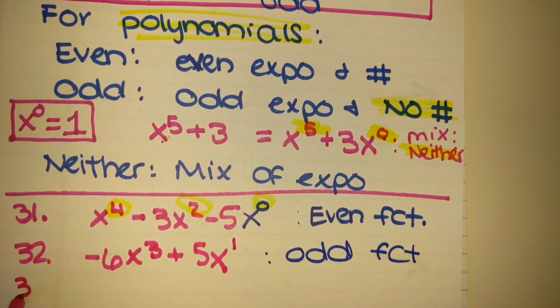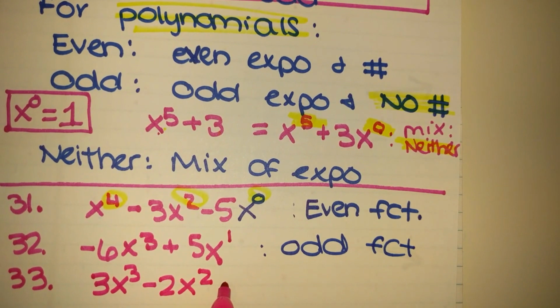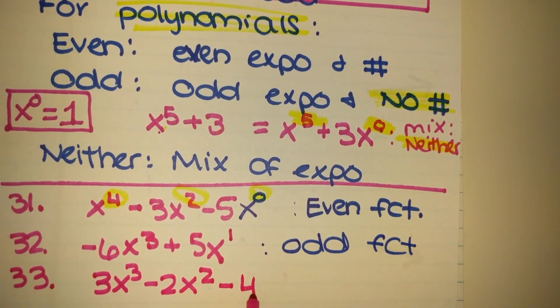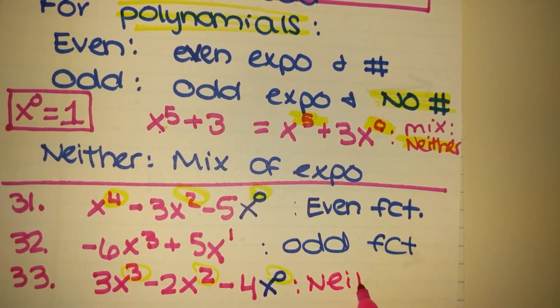And then finally, if you look at 33, you see that there you have 3x cubed minus 2x squared, and then minus 4. And again, if you have to put an exponent on something, this 4 is going to be x to the 0. And now you definitely have a mix of even and odd exponents, and so this would be a neither function.